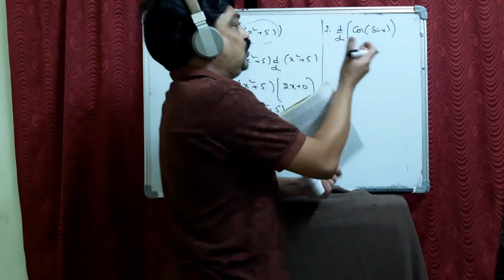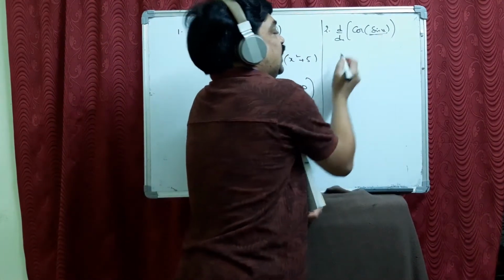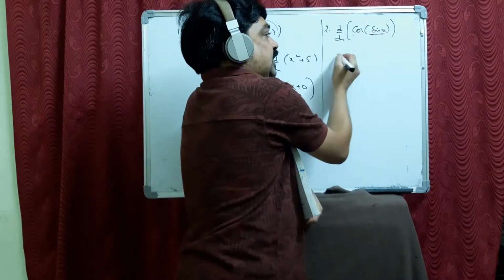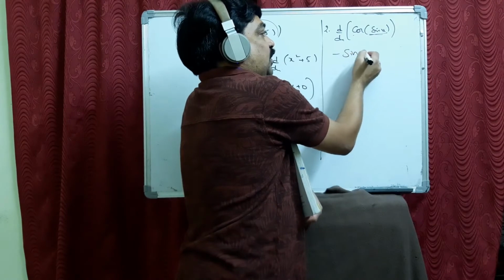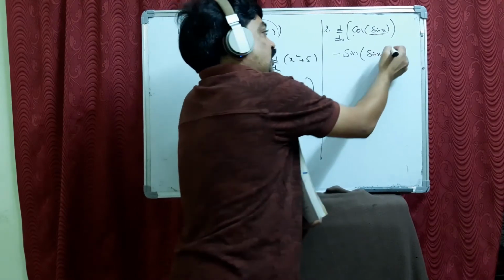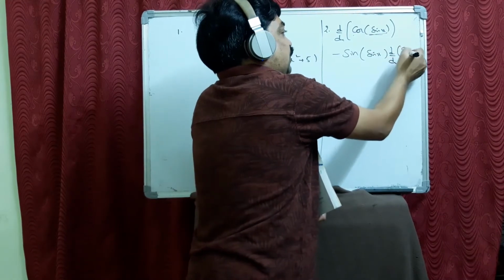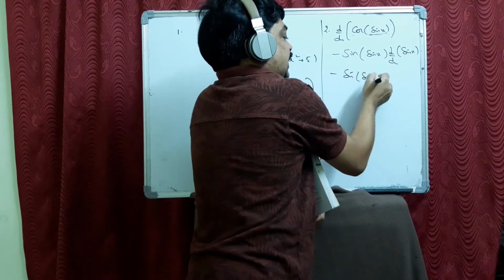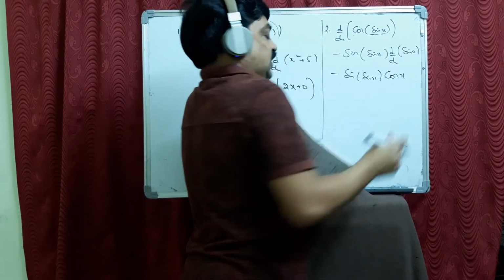Okay, now what should be assumed as x? So this thing we assume as x. So cos x, derivative of cos x is, see in the list of formulas, it will be minus sine x, here x is this, into d by dx of the thing which we assume as x. So it becomes minus sine of sine x into cos x.